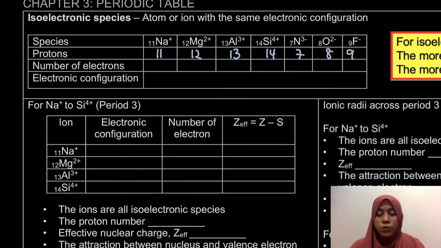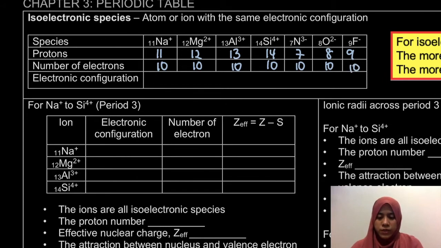Then when we look, our sodium donates 1 electron, so it becomes 10. Magnesium donates 2 electrons, 10. Aluminium donates 3, 10. In this case, for nitrogen, they accept 3 electrons, so this is also 10 electrons. This one is also 10 electrons.